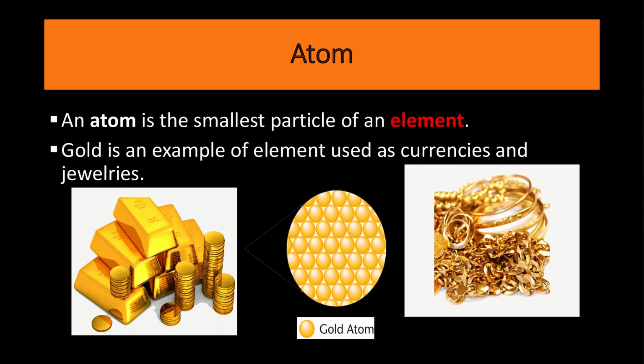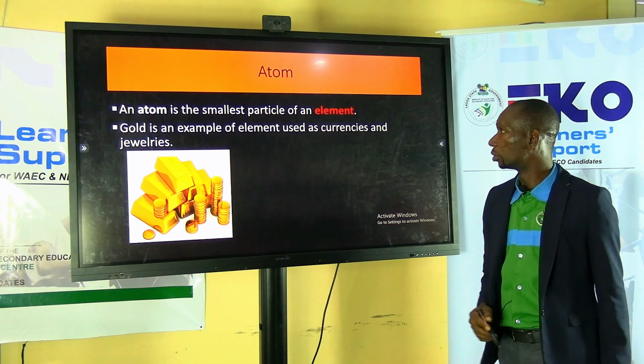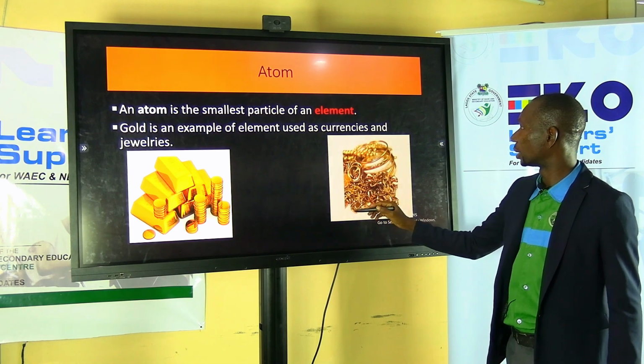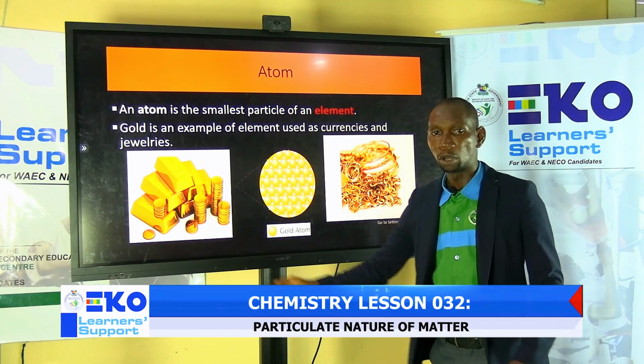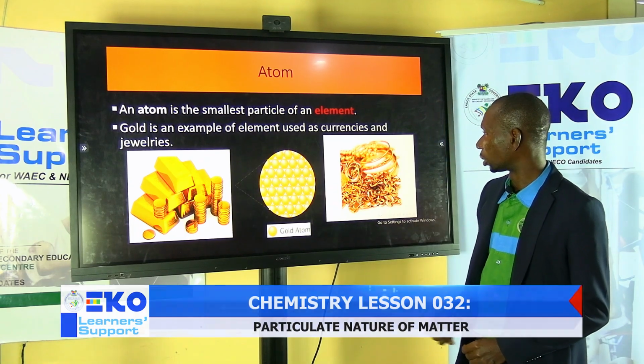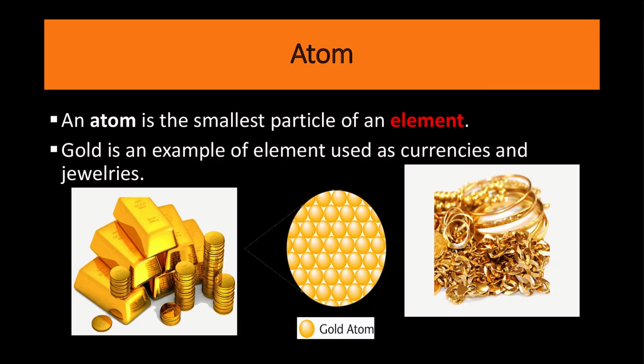We've already discussed that an atom is the smallest part of an element. For example, gold is an example of an element which is very useful in making currencies and jewelries. As you can see here, this is a block of gold. But just within this block of gold, you have atoms that come together to make up that element.